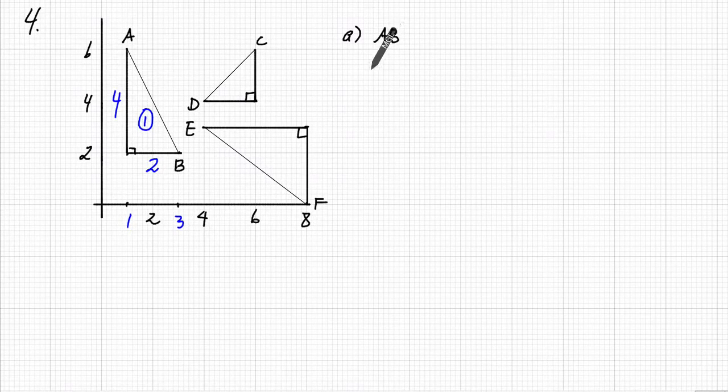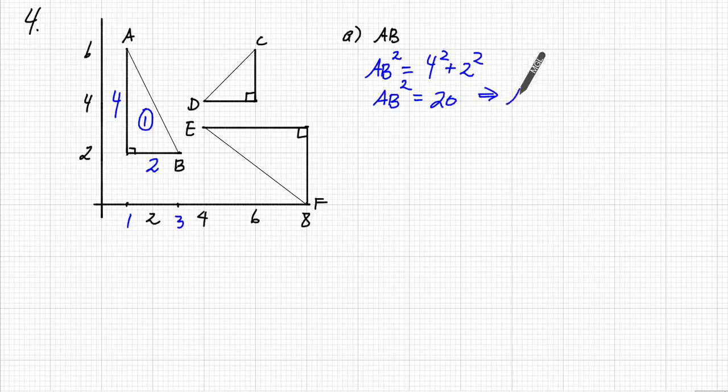So AB squared is going to be equal to 4 squared plus 2 squared. AB squared will be equal to 16 plus 4, which is 20. Therefore, AB will be the square root of 20. Taking the square root of 20 gives us something in between 4 and 5, right? So the square root of 20 is equal to 4.47.